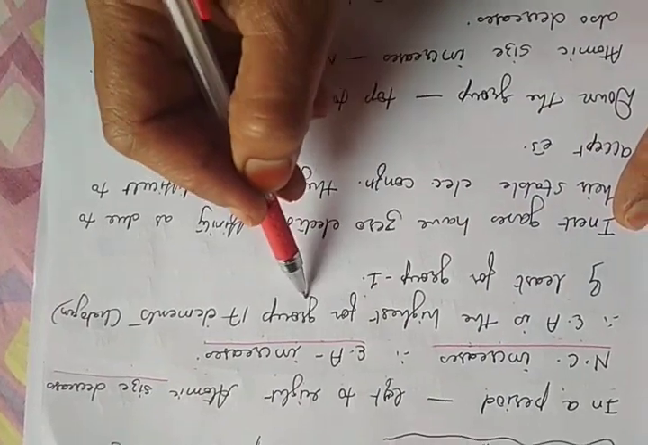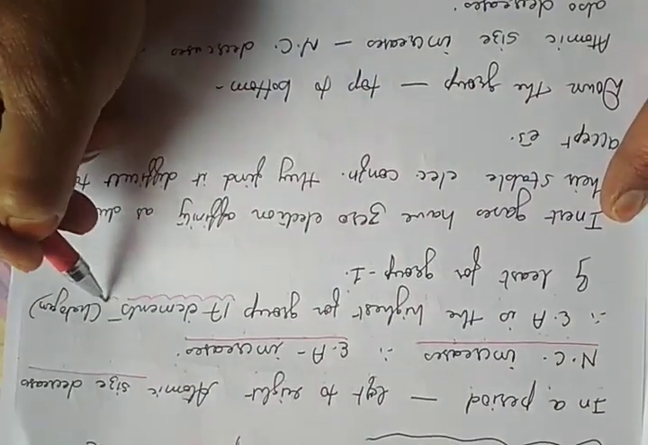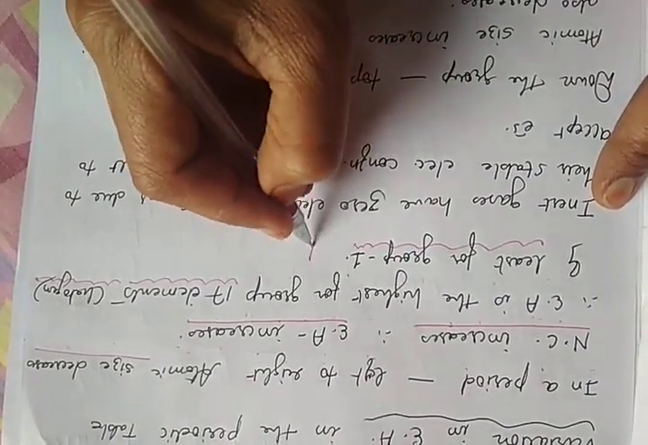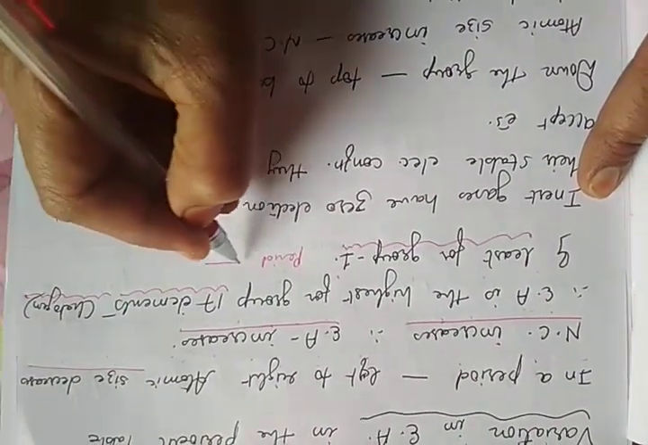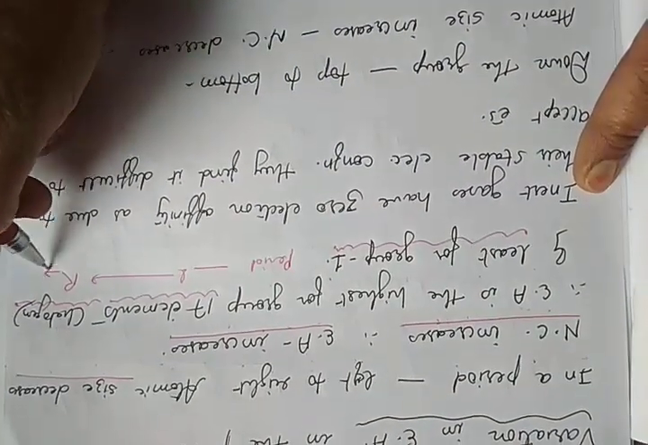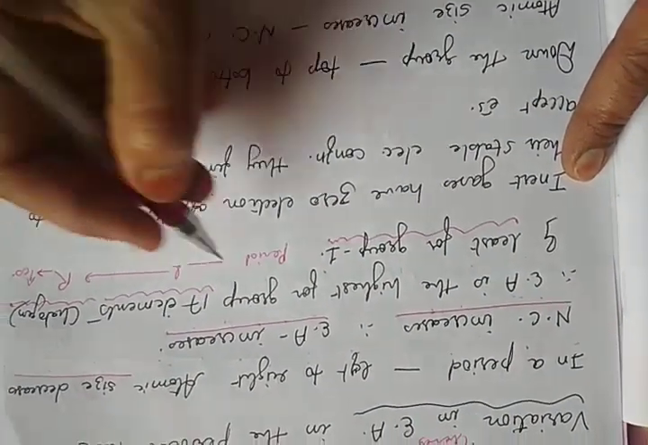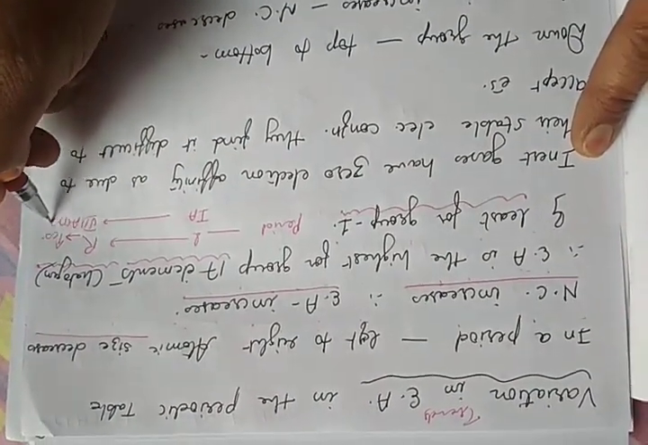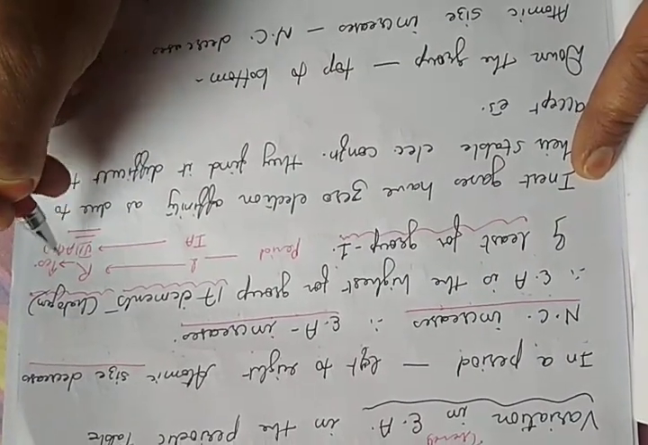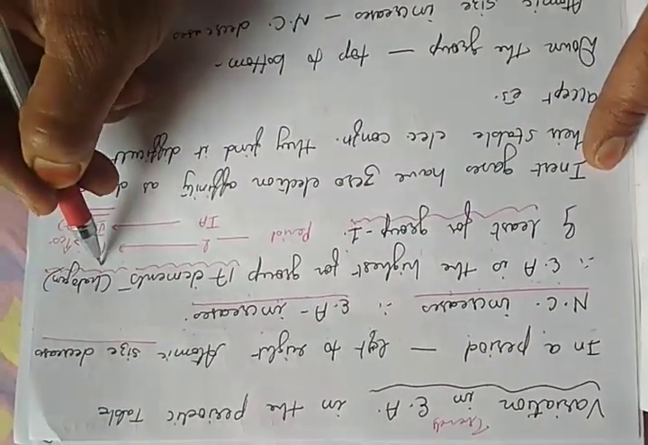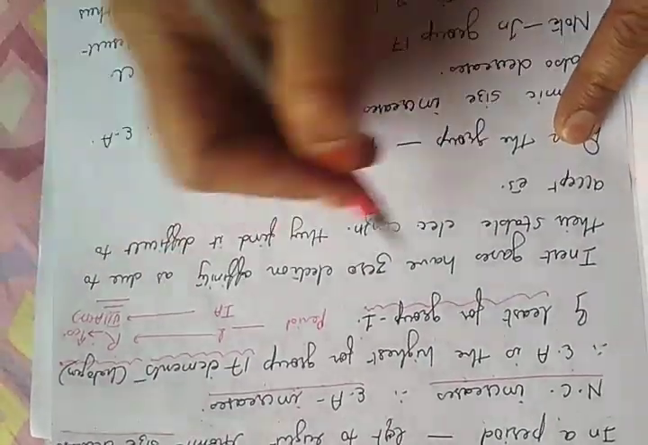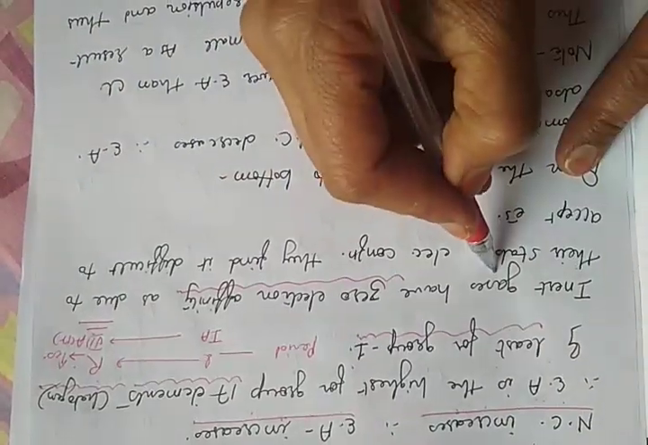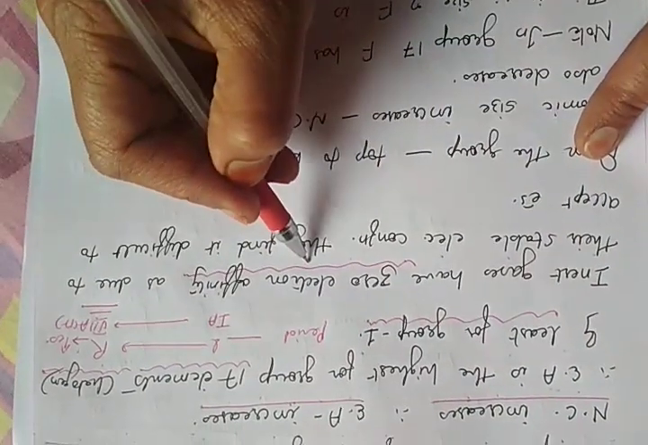Electron affinity is highest for the group 17 elements, that means for the halogens, and it is least for group 1. As we are saying, in a period from left to right it increases. So the left side is group 1A and the right side is group 7A, that is the 17th group, the halogen elements. That's why the electron affinity of halogen elements will always be greater. Inert gases will have zero affinity.